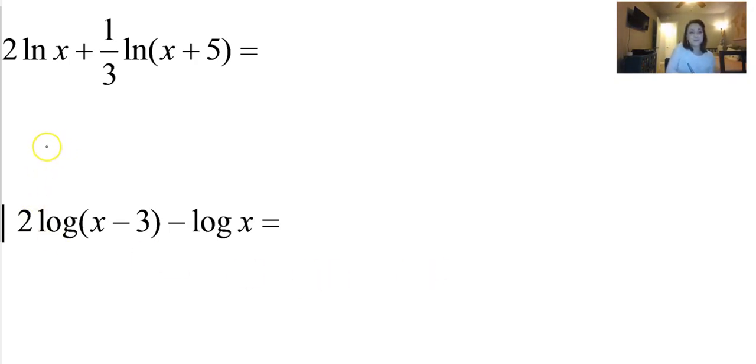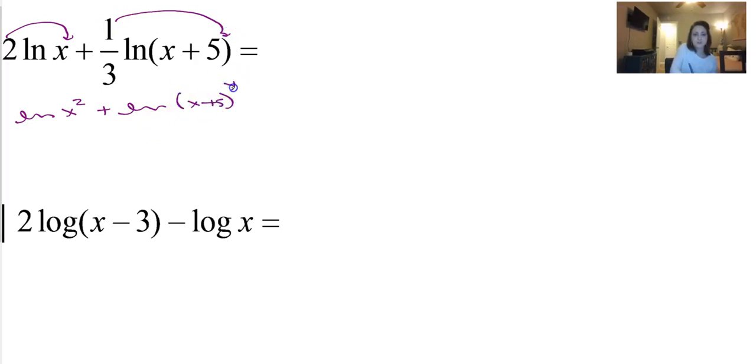All right, so if we want to put these into a single log, this will be ln. Now first, let's go ahead and fly this 2 back to the exponent. So ln of x squared plus ln, and now I'm going to fly this power of 1/3 back to this exponent. So x plus 5 to the 1/3, or I could think of that as the cube root of x plus 5, right? So now I can condense this into a single log using what operation? Multiplication. So I'd have x squared times the cube root of x plus 5, or again x plus 5 to the 1/3 is the same thing.